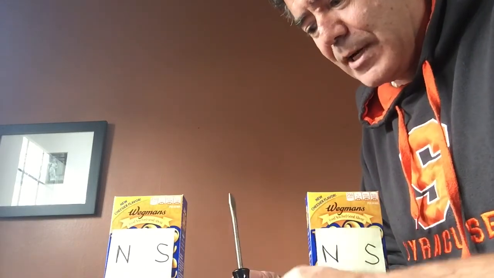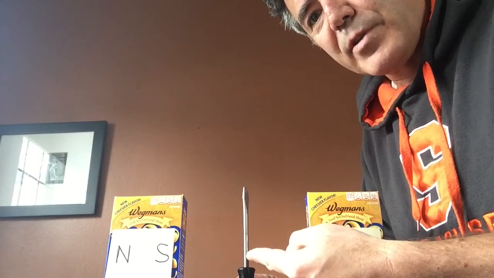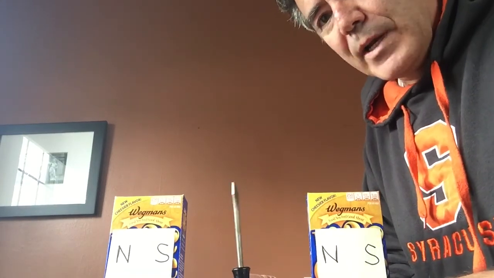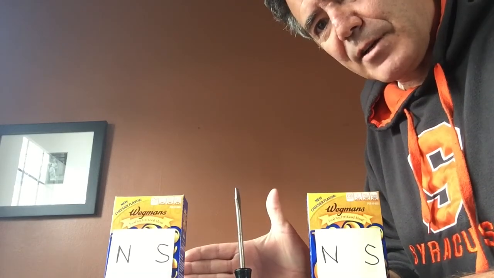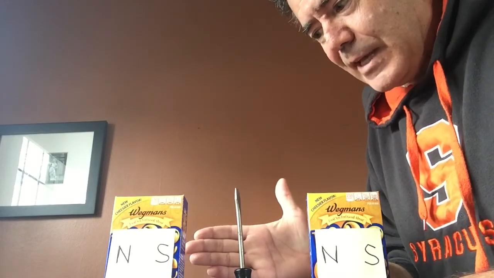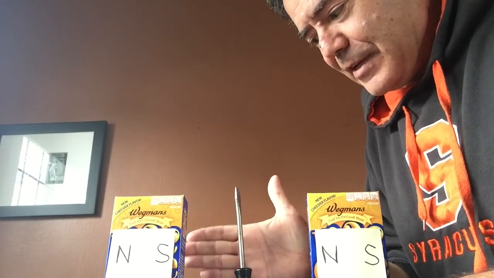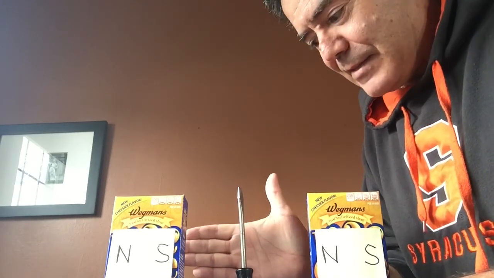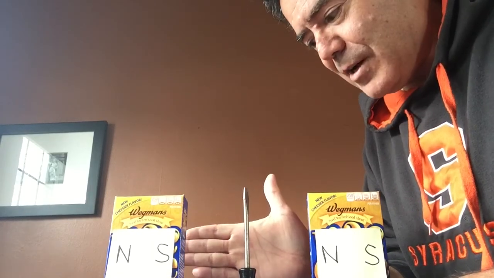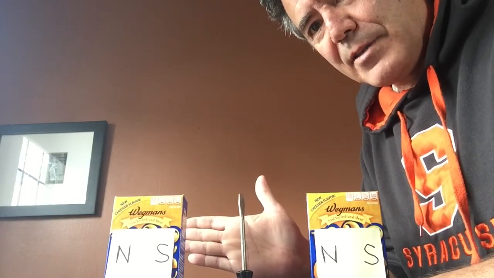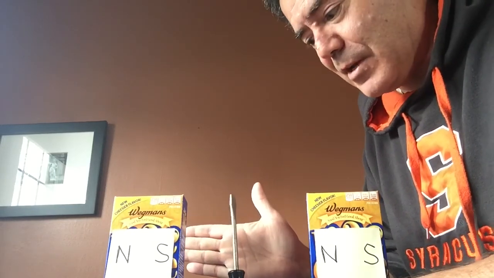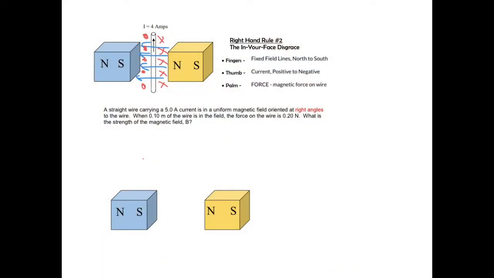The screwdriver is pointed up, so this is representing a wire with current flowing straight up. When I do this, my thumb has to point straight up in the direction of the current. My fingers still have to point north to south. That fixes my hand in this position. That's the key, because the force is now going to come out of my palm and push on the wire in the direction towards the way you're looking. So it's coming out of the screen towards you. And that's the key.